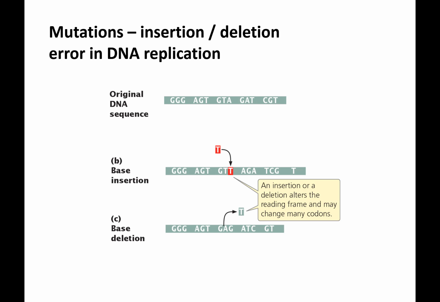The other type of mutation you can have is an insertion or a deletion. Okay, again, due to an error in DNA replication. This is going to change the reading frame, right? Because our reading frame is groups of 3, and if you add something in or you remove something, your groups of 3 change. So if your groups of 3 change, you have a reading frame mutation, which means everything downstream of that is going to have a different amino acid sequence.